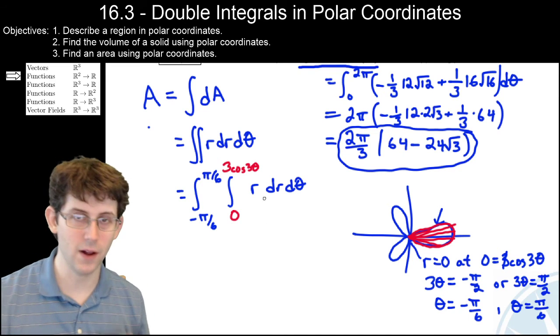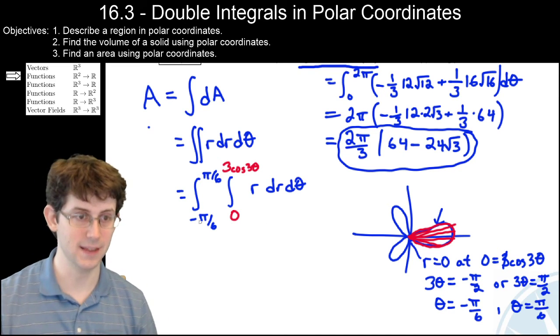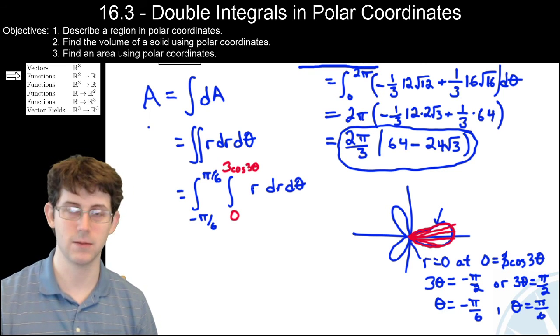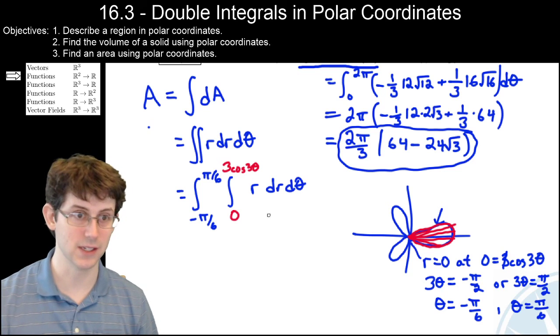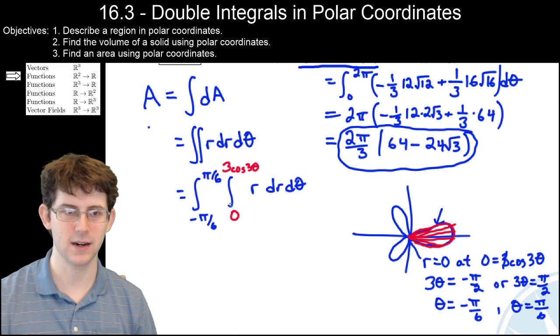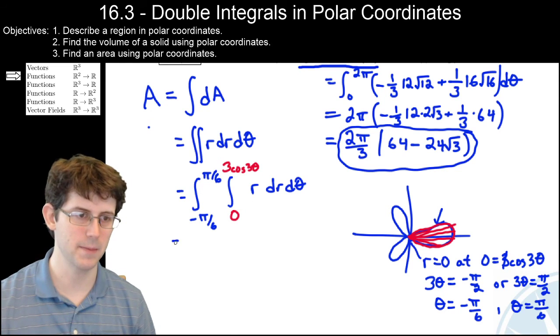Notice that we keep all of the region information in the bounds of the integral. So you shouldn't be tempted to go in here where this r is and plug something in for r. Instead, all the stuff that tells you what the region looks like belongs in the bounds. So this is our integral setup, and now we can finish the problem.